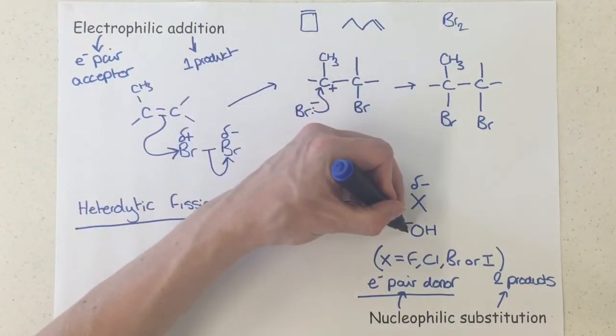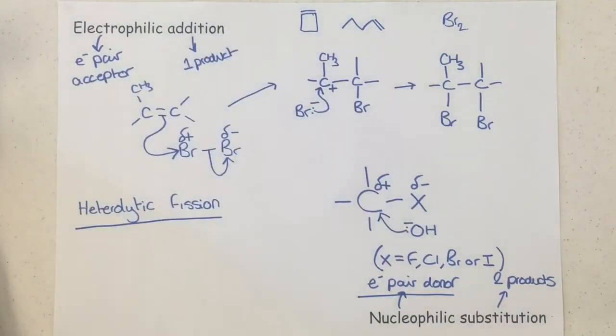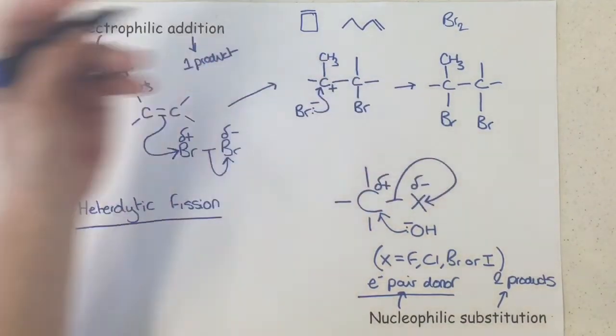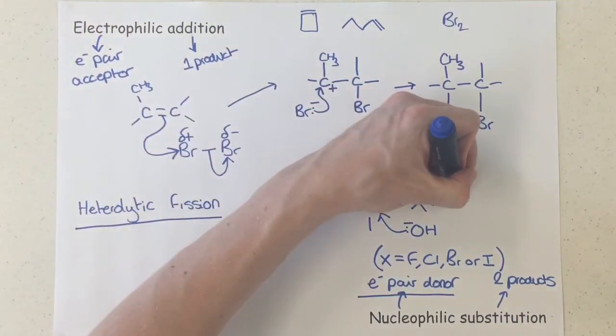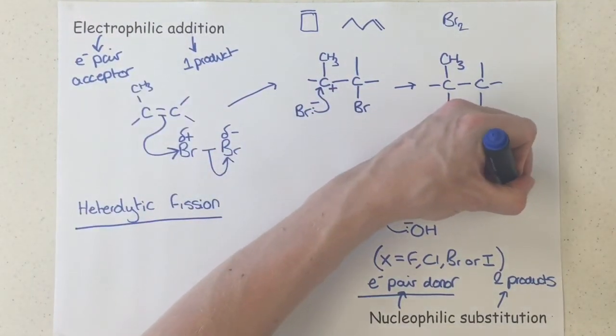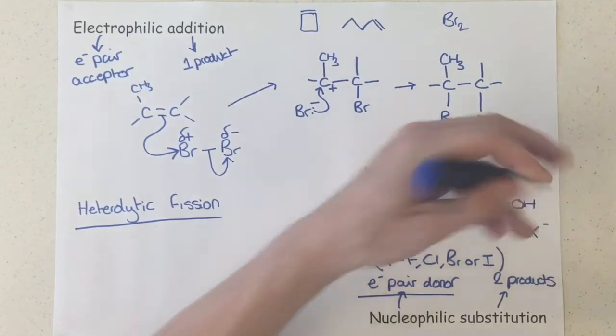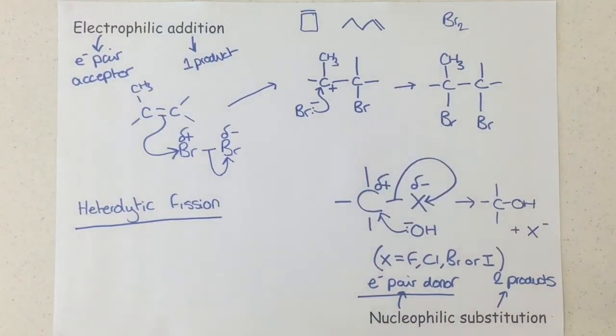And what's gonna happen is this lone pair is going to attack that carbon atom just here. And once again, another example of heterolytic fission, this bond is gonna break onto the X. And what we end up with is an alcohol functional group, and we've kicked off an X minus like so. And that's it for nucleophilic substitution. It's only got one step.